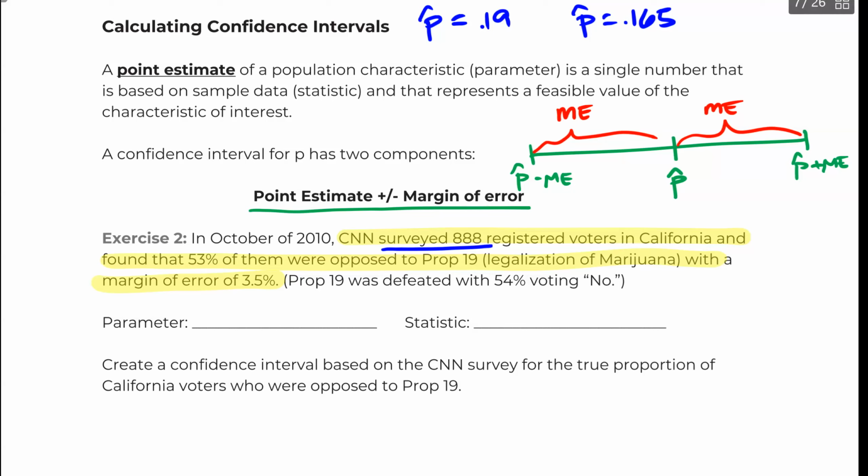So as we keep moving on, this 53%, that proportion or percentage here, is going to be a p hat because it's in the same sentence as my survey and my survey size. So that's my statistic. This is my p hat. We went out and took a sample, and 53% of them were opposed to Prop 19.